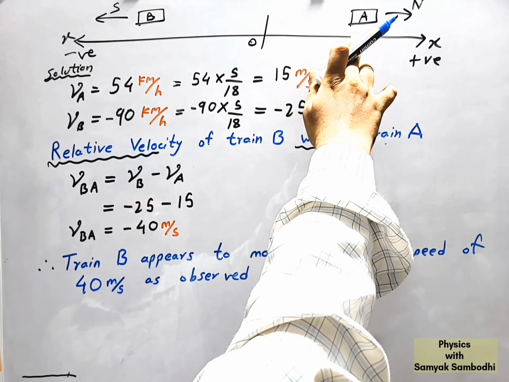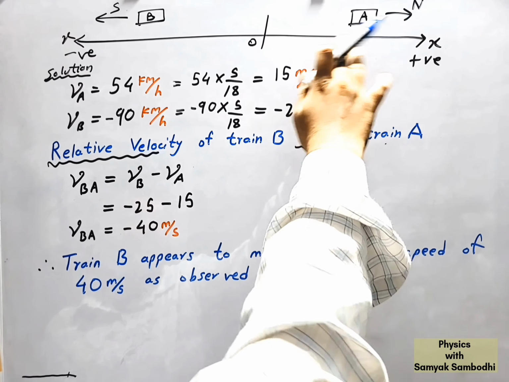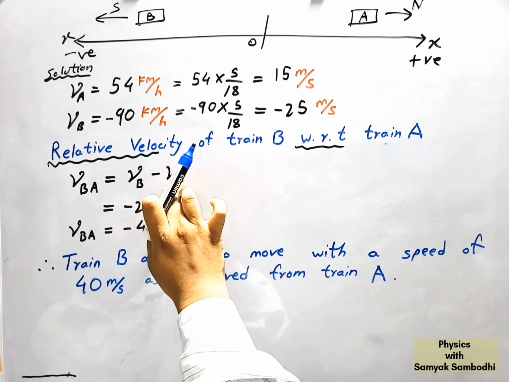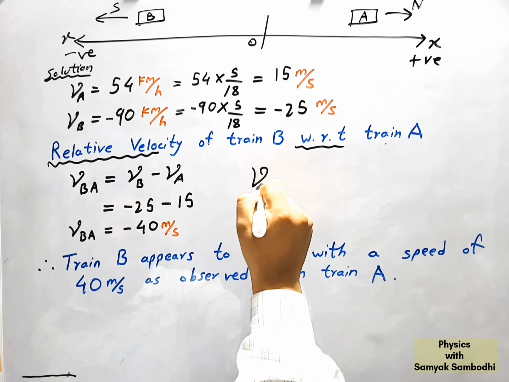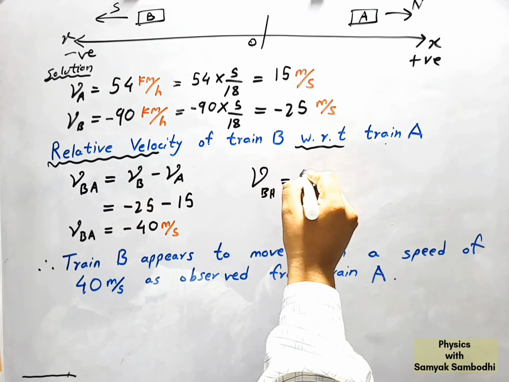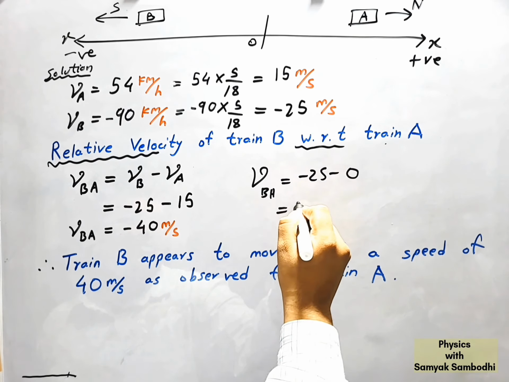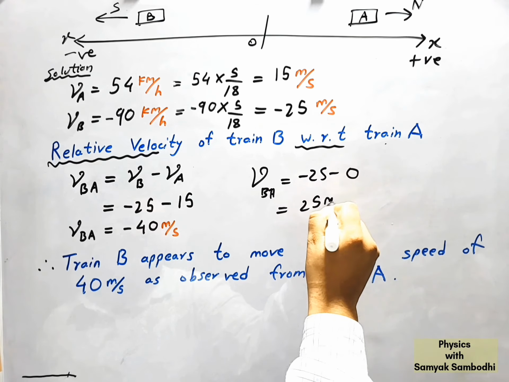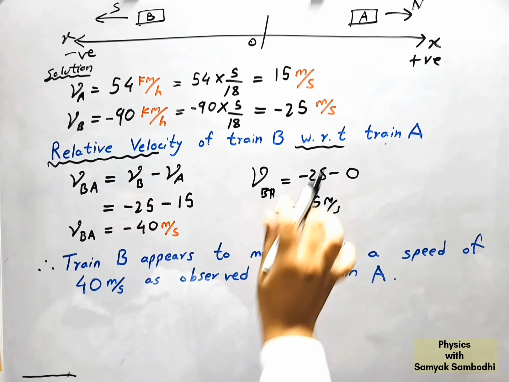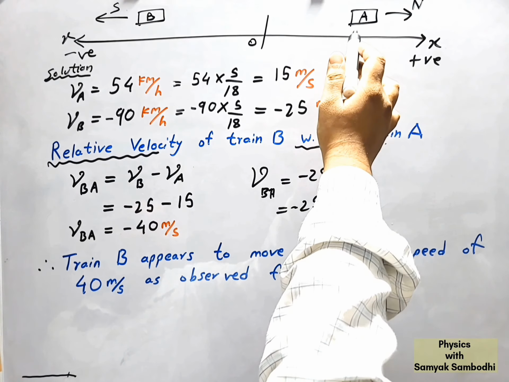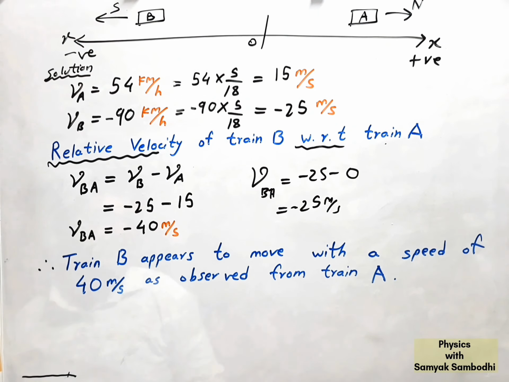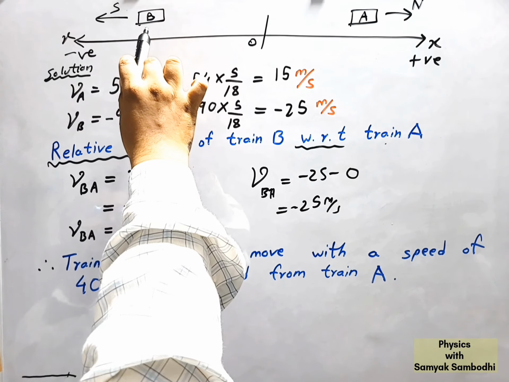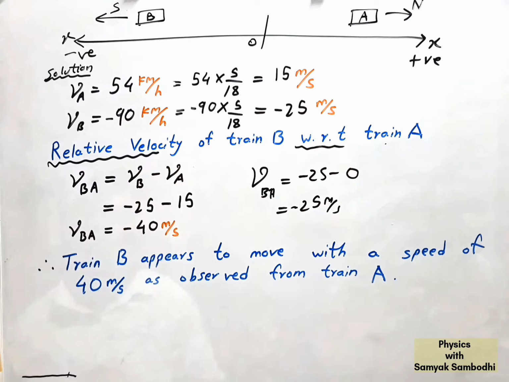Suppose train A was stationary, if train A was not traveling at all, then velocity of A would have been 0, and velocity of B with respect to A would have been minus 25 minus 0, which is 25 meters per second in magnitude. But as train A is also traveling, the displacement between them is also increasing, and as we know, velocity is displacement per unit time. That is why train B appears to be traveling with more speed than it actually is.